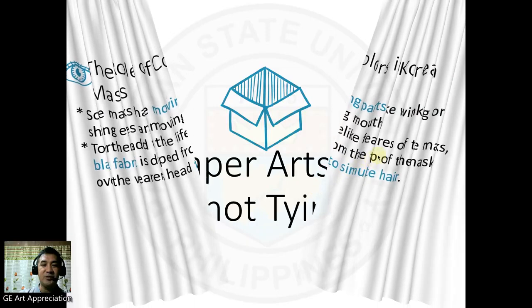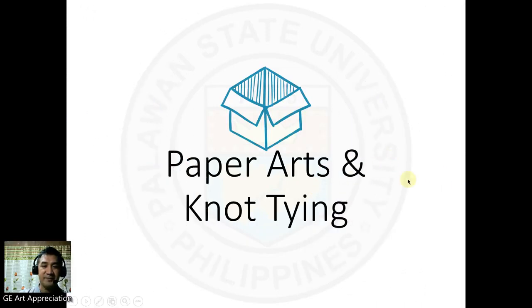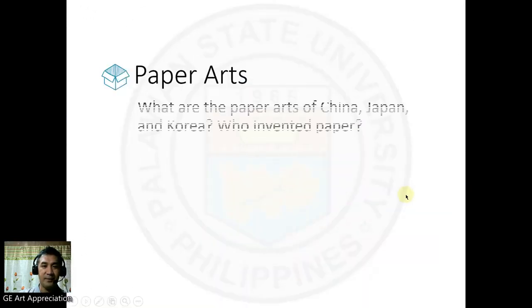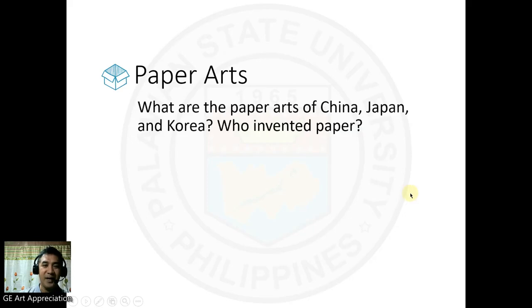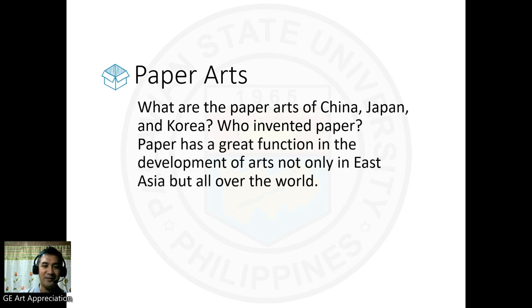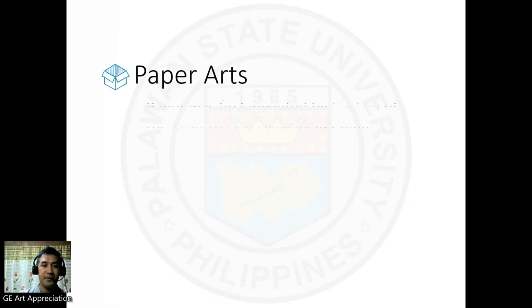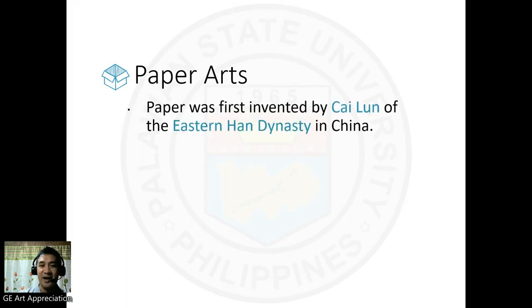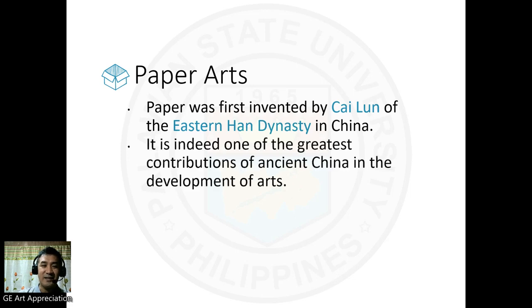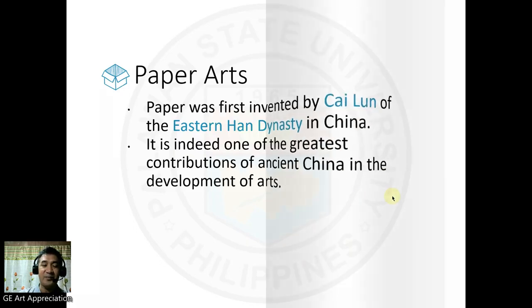Okay, let's proceed to the paper arts and knot tying. So, what are the paper arts of China, Japan, and Korea? Who invented paper? Paper has a great function in the development of arts, not only in East Asia, but all over the world. Paper was first invented by Cai Lun of the Eastern Han Dynasty in China. It is indeed one of the greatest contributions of ancient China in the development of arts.